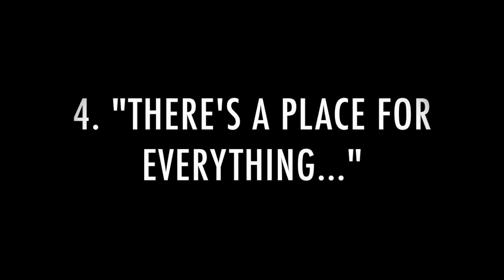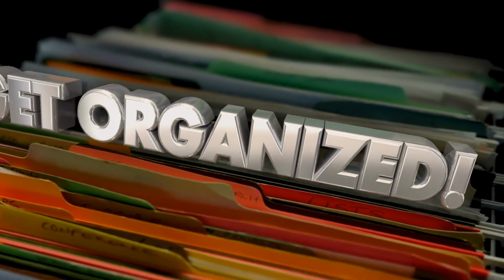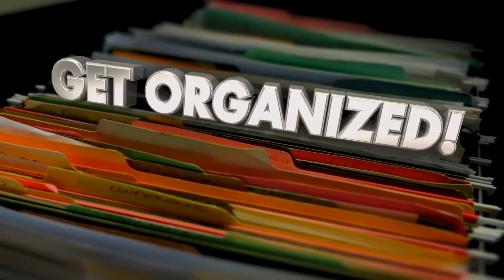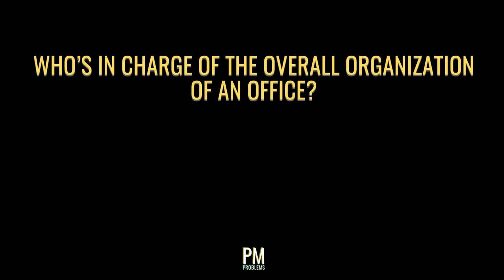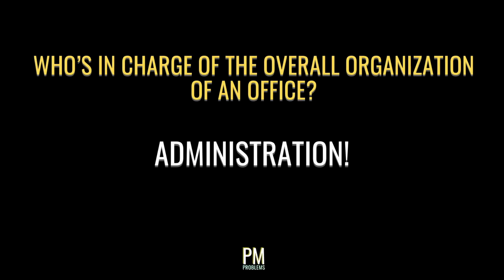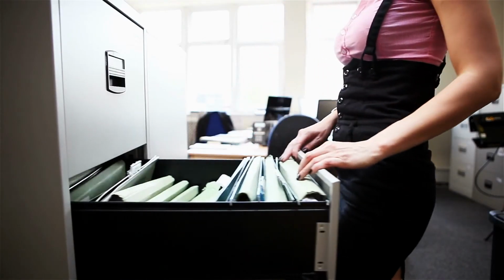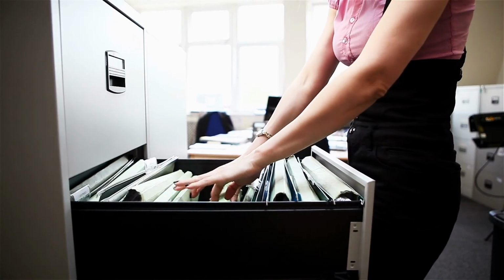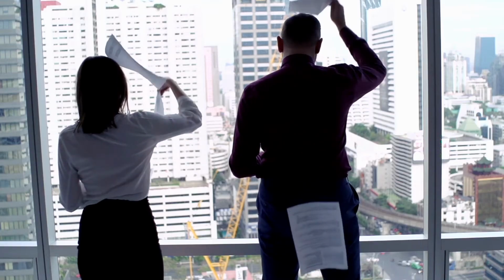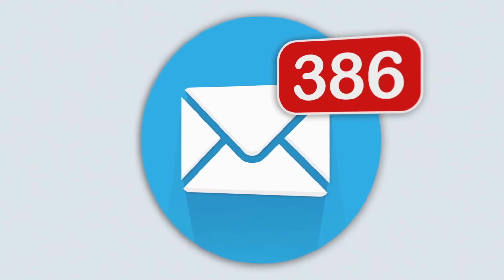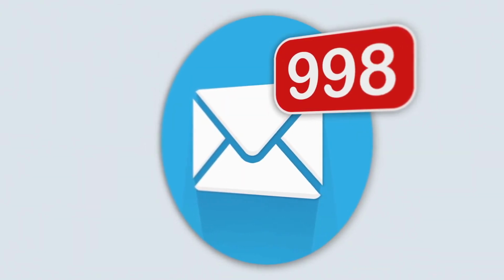A well-run office is always going to be organized. Organization is essential to the success of an individual employee and an entire company alike. So who's in charge of the overall organization of an office? You guessed it, the office administration. When it comes to organizing company information, the importance of office administration cannot be stressed enough. Not only do critical processes like accounting, payroll, and compliance require finely tuned organization, but the sheer volume of paperwork can be astounding. It takes time and effort to keep all that wild paper tame. This counts double when it comes to modern time, given that so many documents are also exchanged digitally.